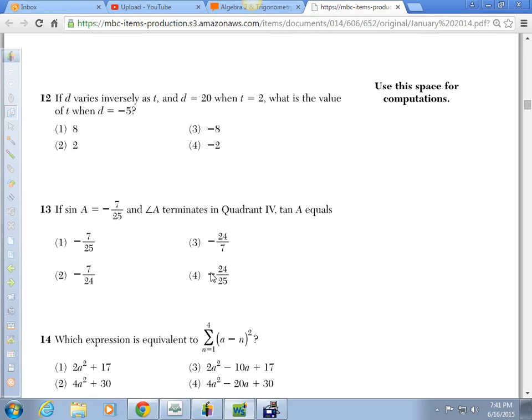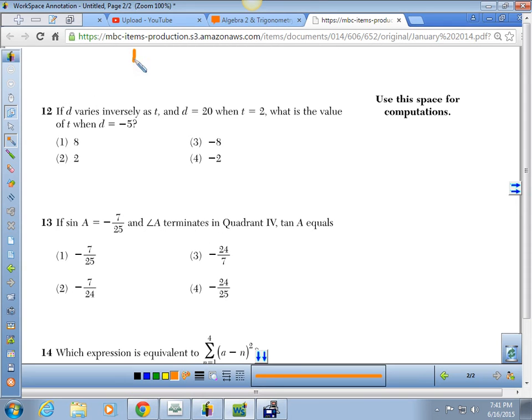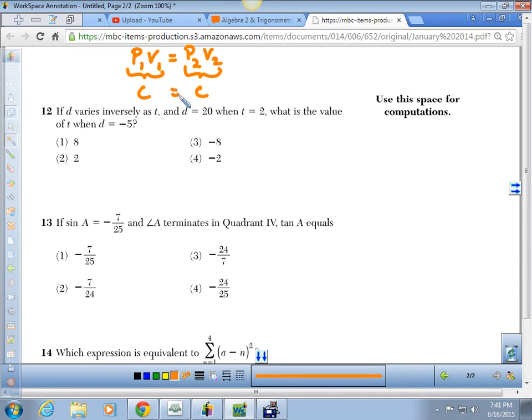Product. They always have a constant product. So you guys remember from Boyle's law, the formula, P1 V1 equals P2 V2. This means that when we multiply the two variables, whatever constant number we get, it's always got to be the same. Okay? Now, they can make a very easy inverse variation question like this one.